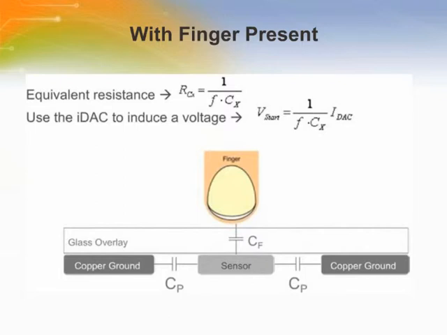So how does this differ when there is a finger present? Remember, we saw before that the equivalent resistance is equal to 1 over F times Cx. If we substitute this into Ohm's law, solving for V start, we see that V start equals 1 over F times Cx times IDAC. The only thing that changes in this equation is Cx. So we can see that the larger the value Cx is, the smaller V start is.